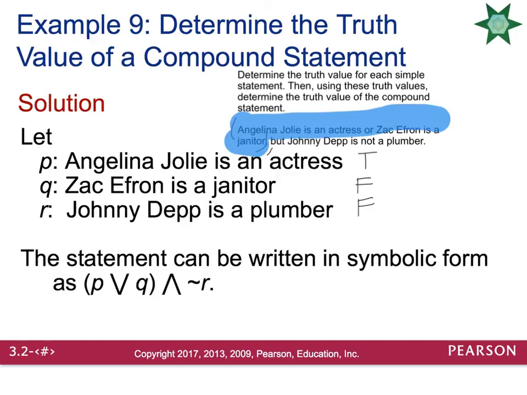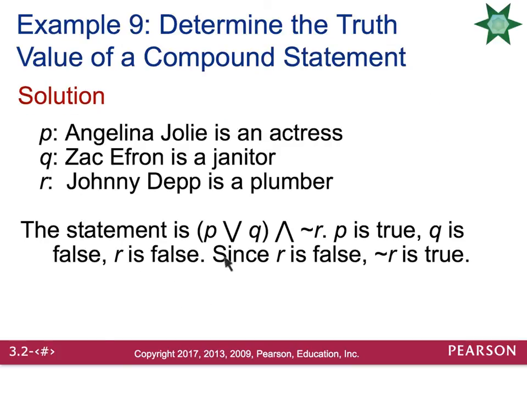Okay. So we're going to have true or false. Now I'm assigning the truth values from P and Q. And now negation R would be true. So and true. Okay. So we're going to have this thing, and we'll analyze that on the next slide. Okay. So we have the statements P is true, Q is false, and R is false. Since R is false, negation R is true.